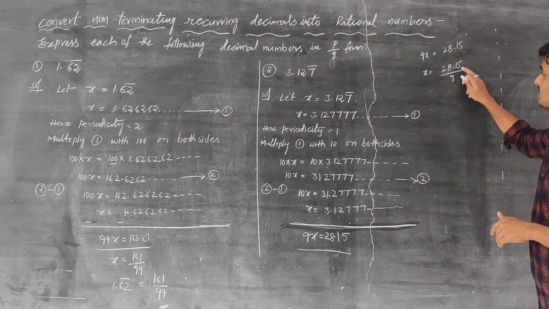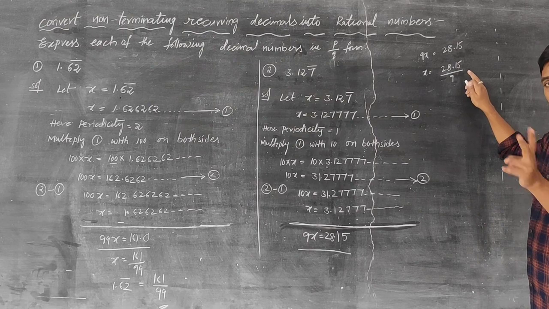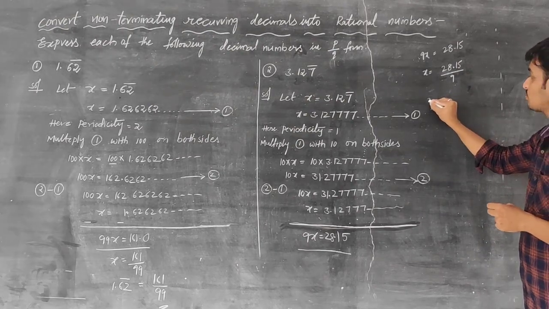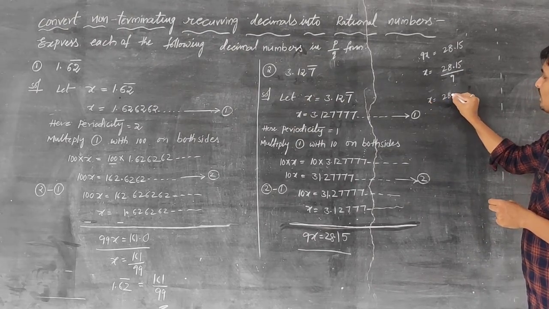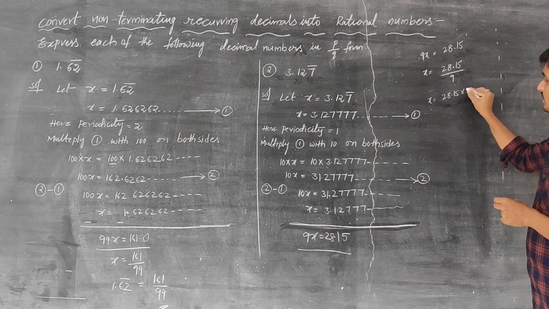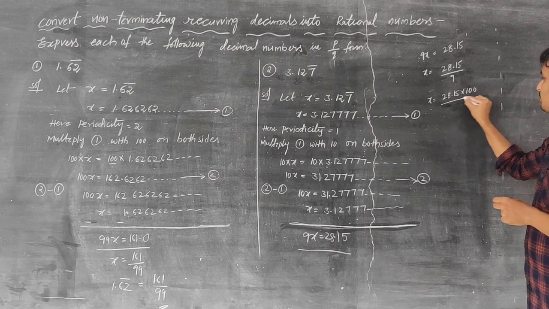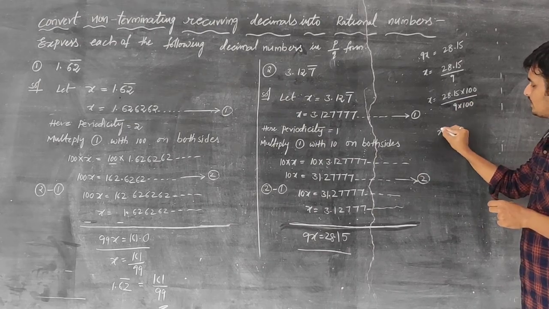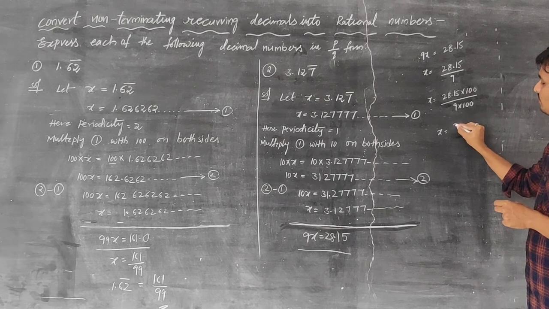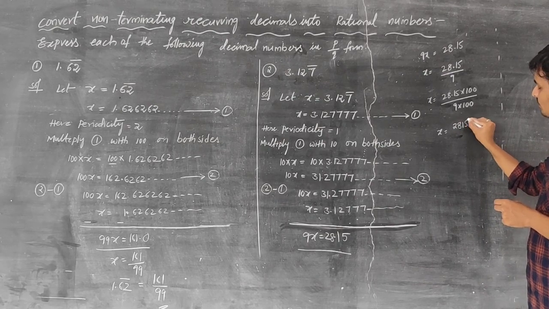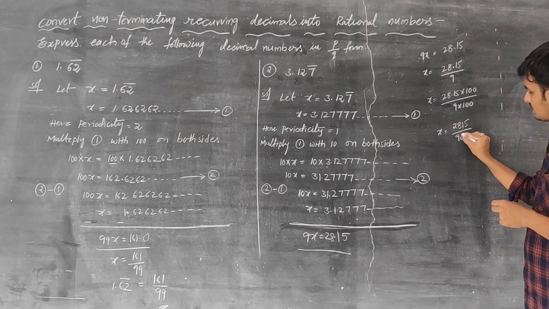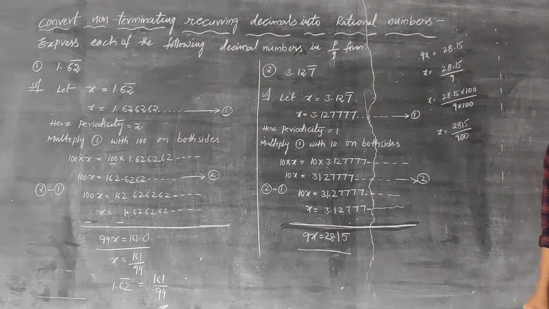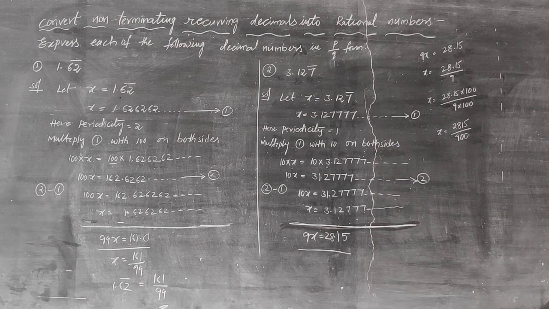So how many places are there on the right side of the decimal point? 2. So we should multiply with 100 on both sides. That means 28.15 into 100 by 9 into 100. What do you get? x is equal to 2815 by 900. Are you okay, my dear? 2815 by 900.